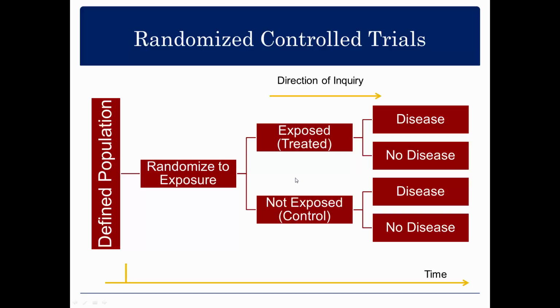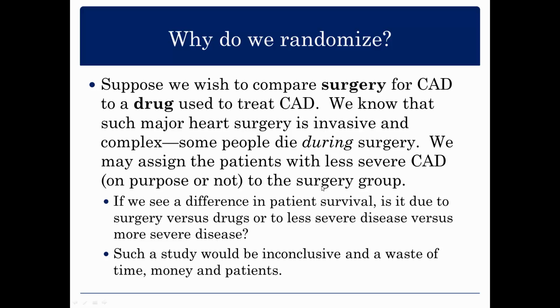treatment versus control, then we are biasing the ultimate comparison of outcomes for treatment and control, because we also have, for instance, maybe sicker patients on one therapy than the other. This is an example of that. Suppose we want to compare surgery for a condition to a drug that's also designed to treat that condition. We know that major heart surgery that we're investigating is invasive and complex, and in fact, some people will die due to the surgery rather than the condition.